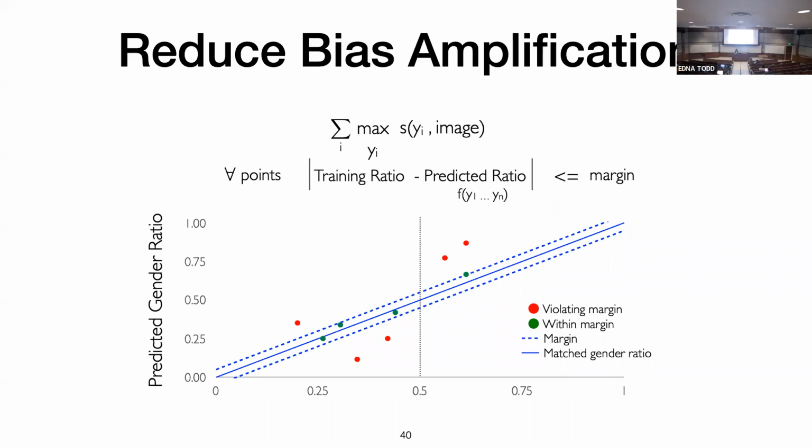How does this work? Here is the graph, similar to the previous one. The training gender ratio is on the x-axis and the y-axis is the predicted gender ratio on the dev set. Here, the dotted line is the margin, like we want the predicted gender ratio to fall within this margin of the training ratio, the solid blue line. I plotted the dots outside the margin in red, we call them violations, and if we satisfy our constraint, like it falls within the margin, then it's in green. Our idea is that we want to move all the predictions in aggregate closer to this solid blue line so that we can reduce the bias amplification.